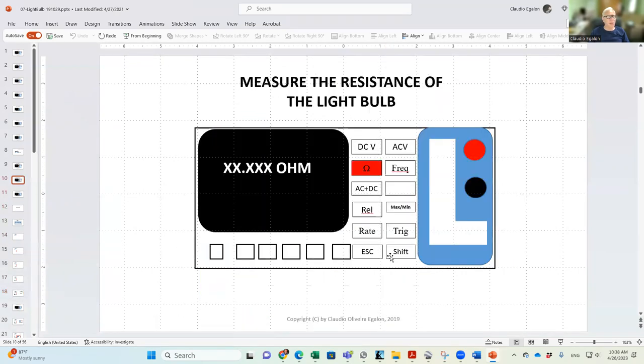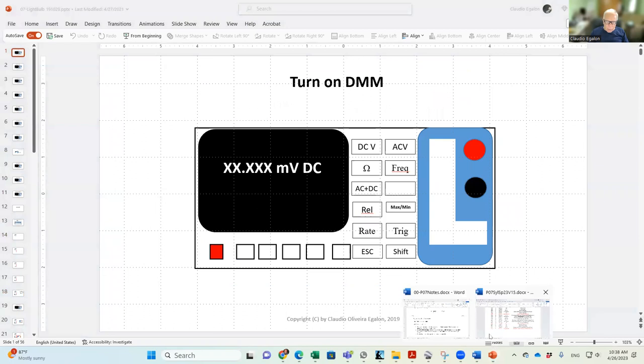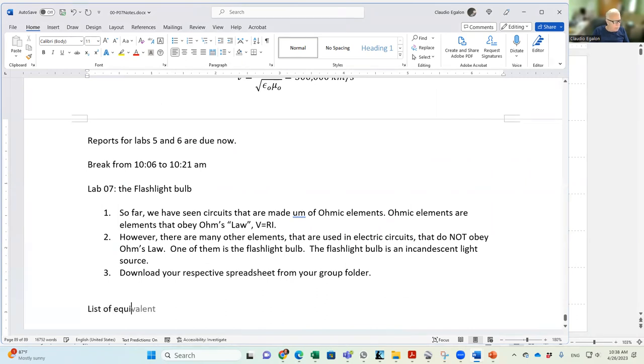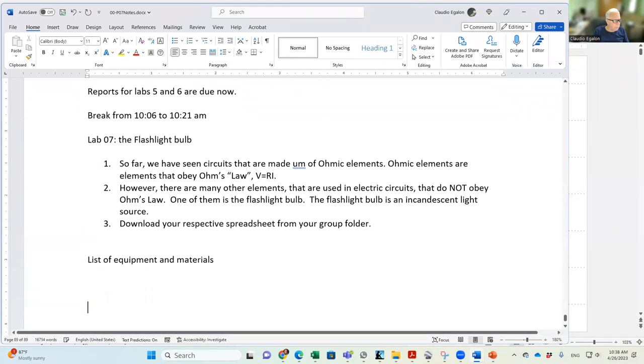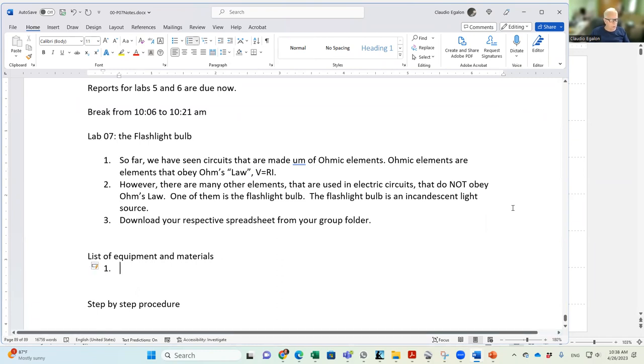And then what's the step-by-step procedure for this lab? The first thing that we do, I'm going to make a list. List of equipment, the materials. Then the procedure, step-by-step procedure. So the first equipment that you're going to get is the digital multimeter.